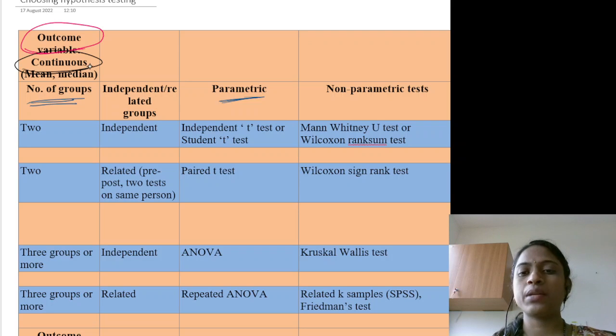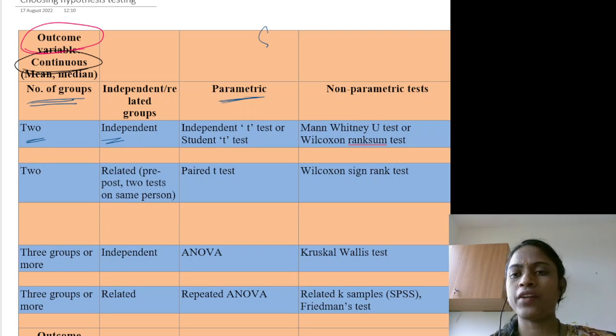If the outcome variable is continuous and there are 2 independent groups, what do we mean by independent groups? If you want to find the association between systolic blood pressure and gender, there are male and female genders.